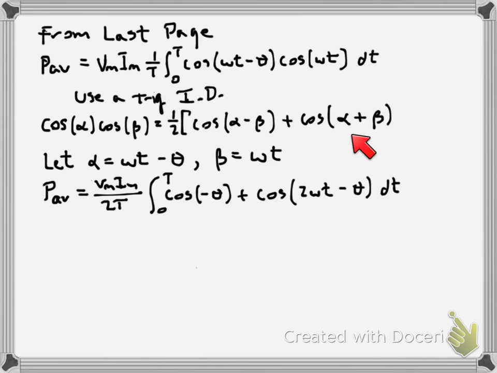And in the second term, we had alpha plus beta, so it's omega t minus theta plus omega t, so it's 2 omega t minus theta dt. Now if you look at this, this becomes two integrals. The first one is cosine minus theta, which is a constant, so that just comes out of the integral. And the cosine of 2 omega t minus theta integrated over one period of the function is going to integrate to 0.